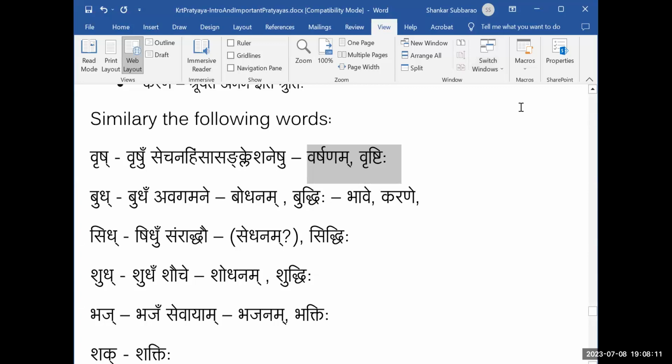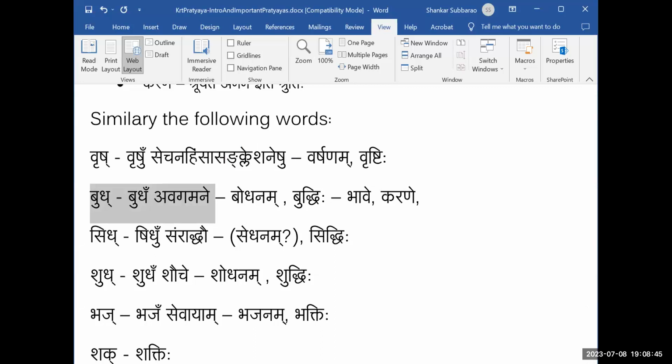Raining. Correct. If you know one of these words, vrishti, then you can tell the meaning of the other one. That's the benefit. You know one, you know the other. Vrishti. What is ati vrishti? Excess rain. Correct. Right? So you can now extend ati, atitya, transcending boundaries.